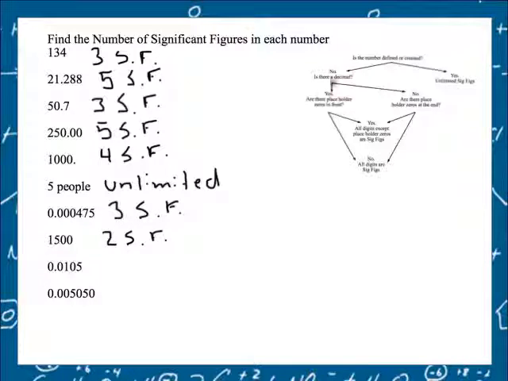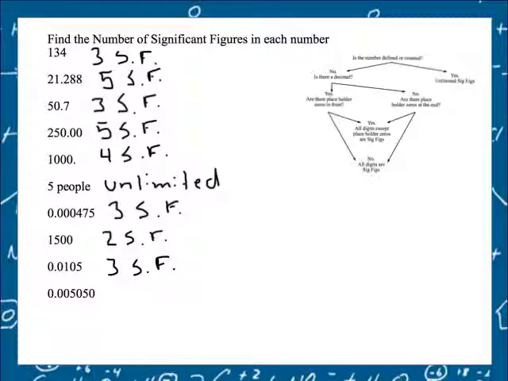0.0105. Is there a decimal? Yes. Are there placeholder zeros in front? Yes, these 2. This 0 is not in the front of the number, it's sandwiched between. So it is going to count as a significant figure. The only thing that we're not counting are those two. So this one is 3 significant figures.